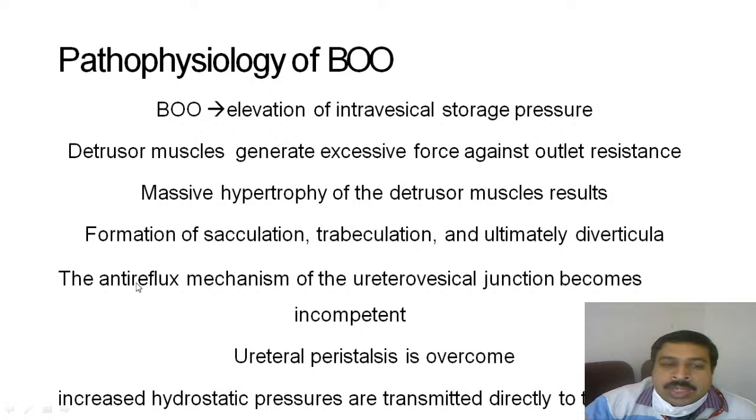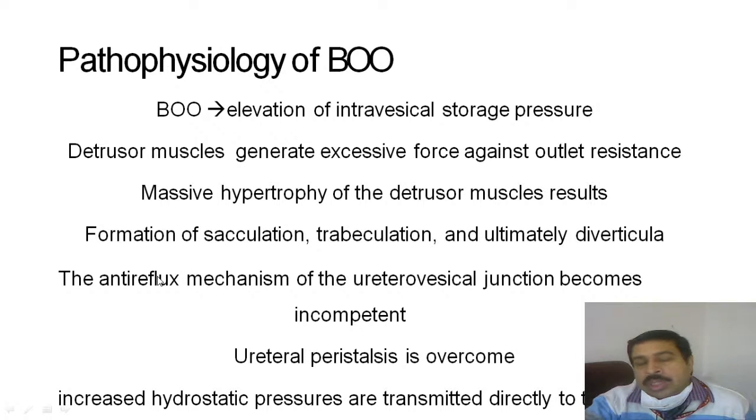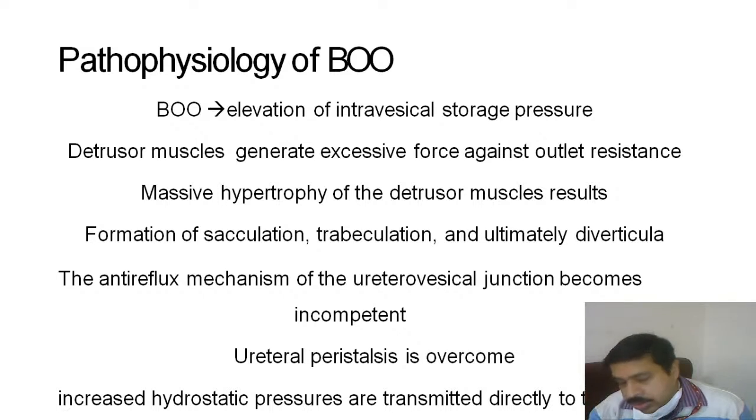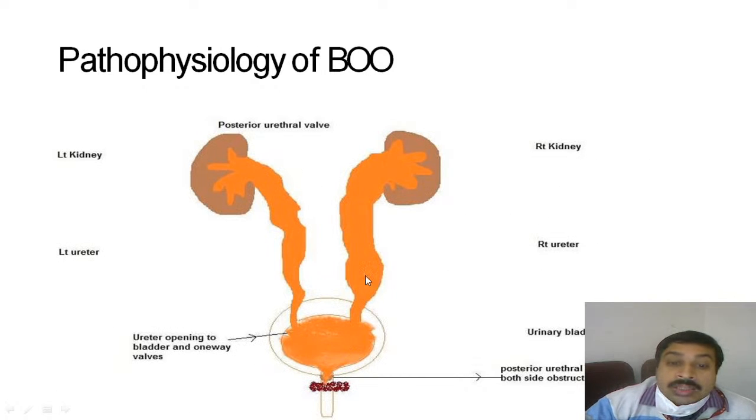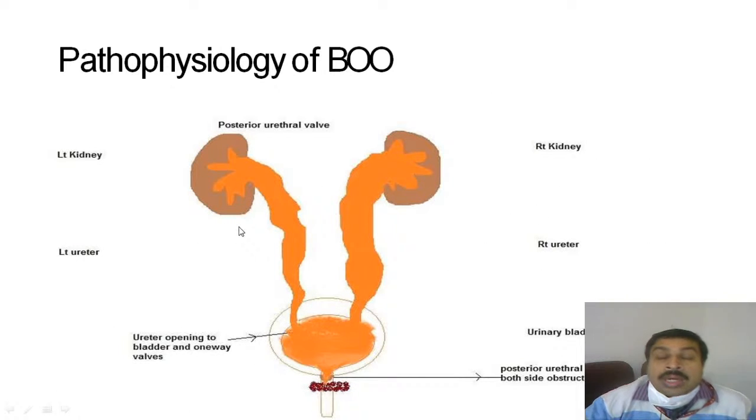The anti-reflux mechanism, I'm sure you know that the ureters are meant to allow flow of urine in one direction, from the kidneys, through the ureters, and downstream across the UV junction. But that anti-reflux mechanism fails, and they become incompetent, and now the urine goes up, causes ureteric dilatation, the ureters become tortuous, and the kidneys become hydronephrotic. So we end up having kidneys which look like this, which are enlarged, hydronephrotic.